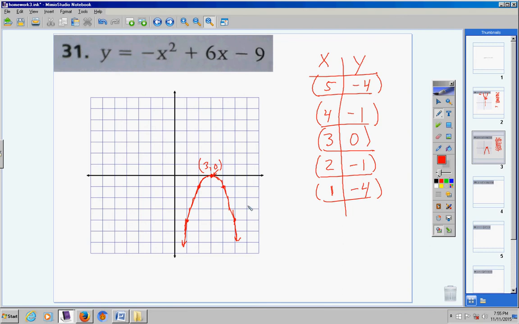If I asked you to write the axis of symmetry, the imaginary dotted line that goes right through the vertex, well, it's a vertical line, so you'd put x, and the x value of your vertex is 3, so you would put 3. There is the axis of symmetry. X equals 3. Number 32, or number 33.